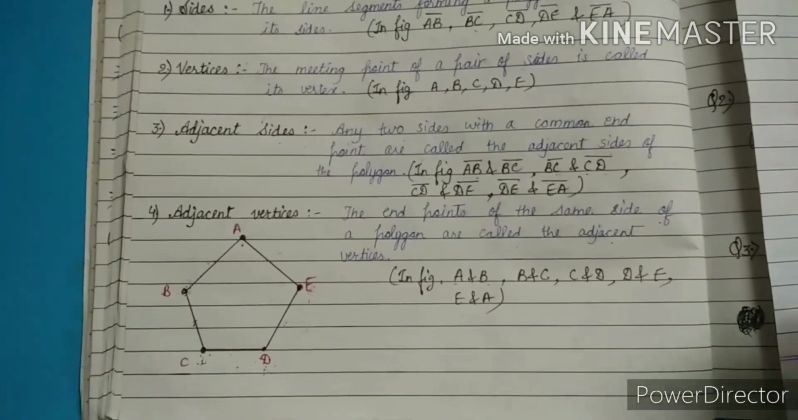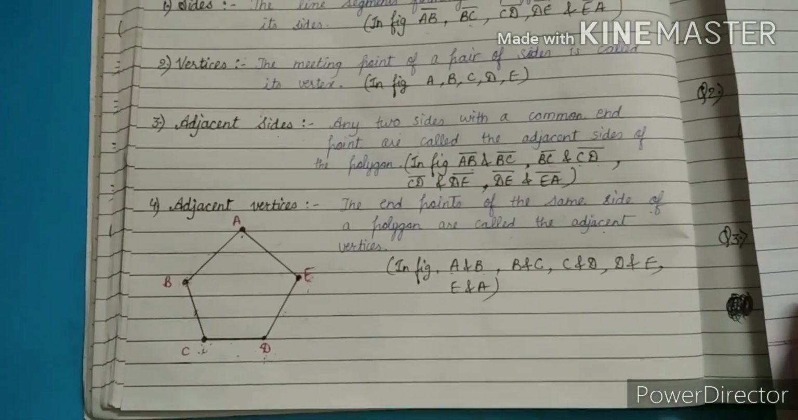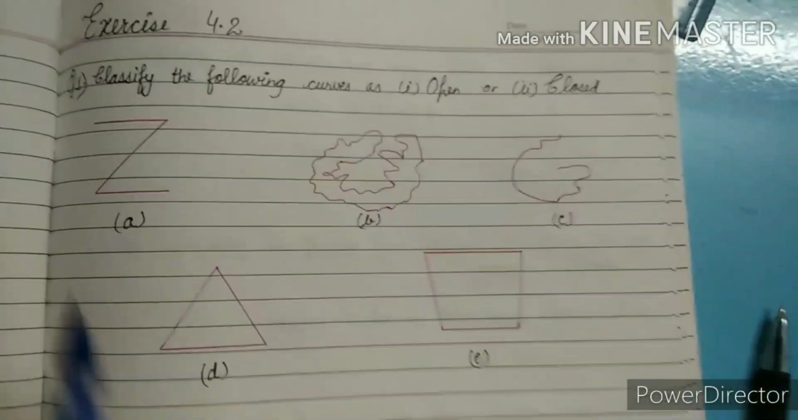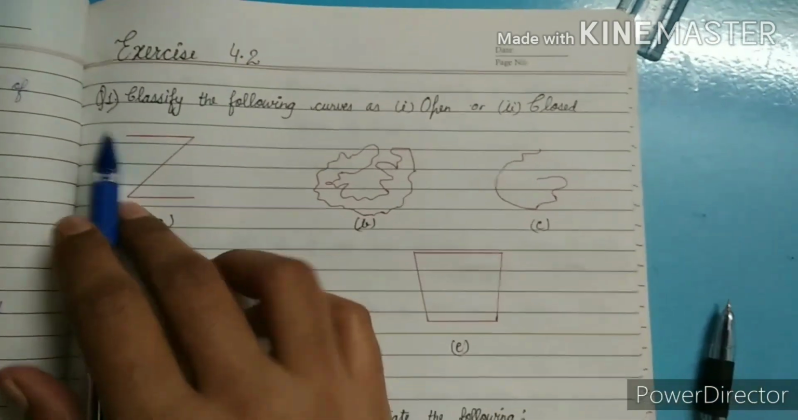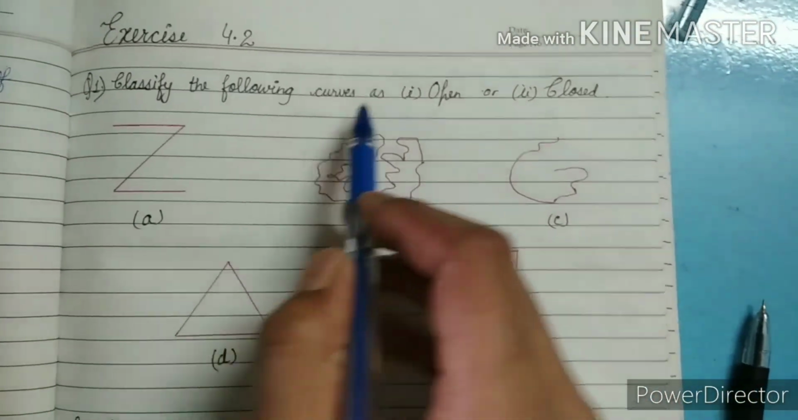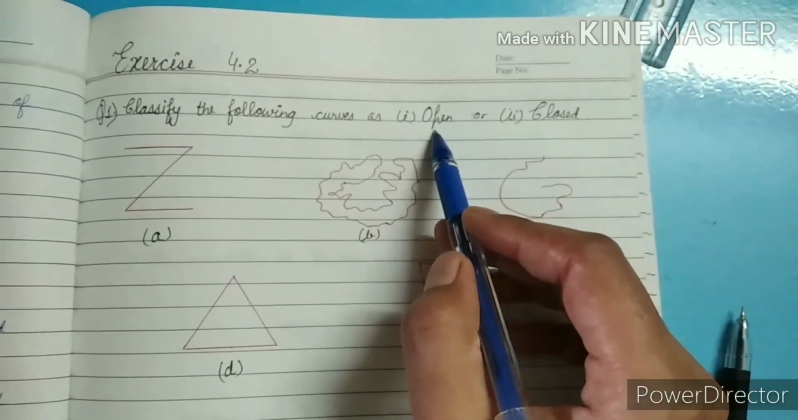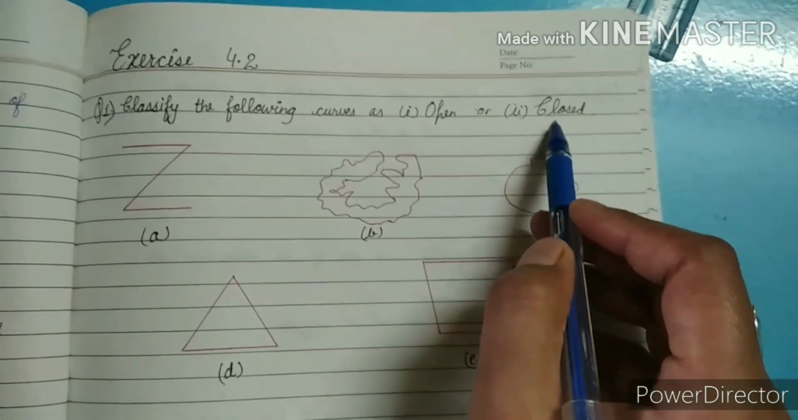Now here we completed all the terms related to exercise 4.2. Now we are going to start our exercise 4.2. Its first question is: classify the following curves as open or closed. So we have to classify which figure is an open figure and which is a closed figure.